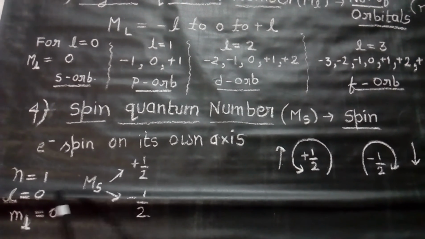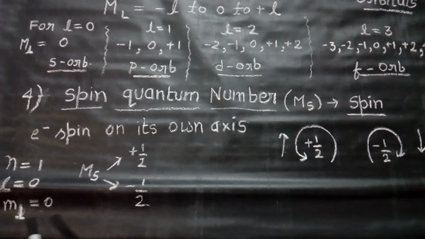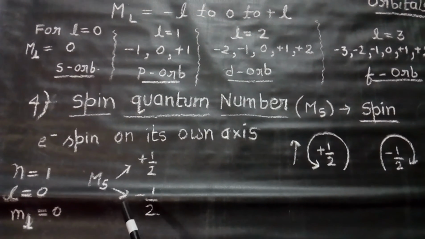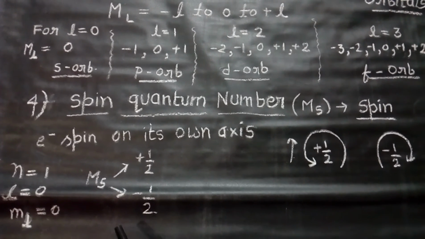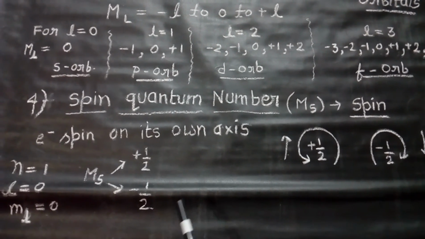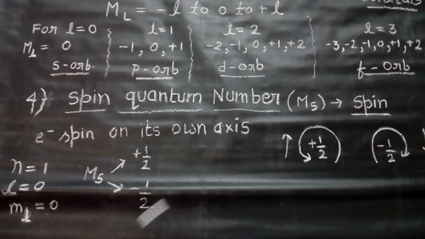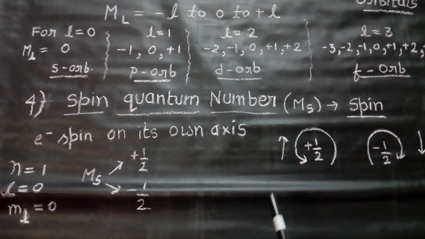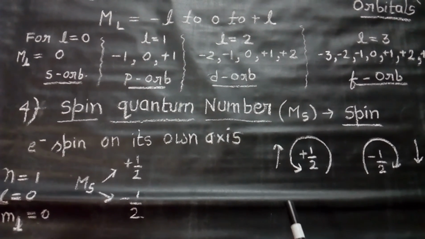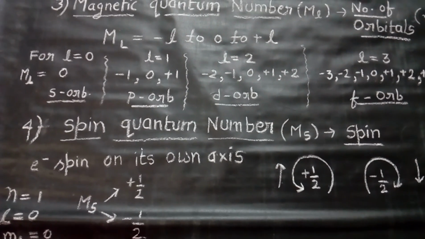For example, for n equal to 1, l will have value 0, ml will have value 0. So there are 2 electrons in the s orbital. These have values plus half and minus half. This is also in accordance with Pauli's exclusion principle. This is all about the quantum numbers. So by knowing the quantum numbers, we can exactly give the energy and the position of the electrons. Thank you for watching this video.